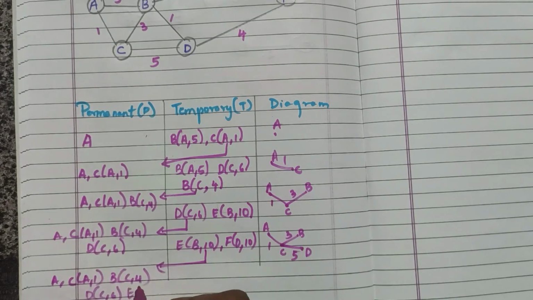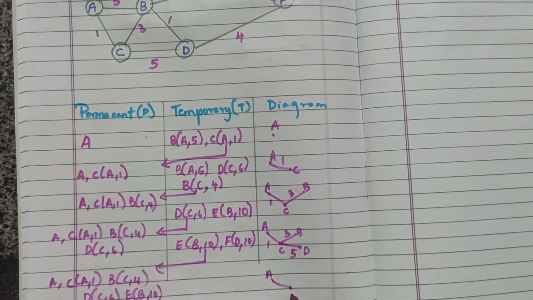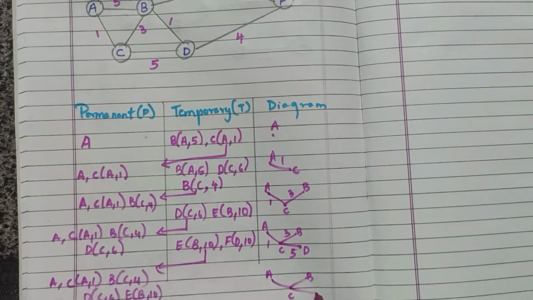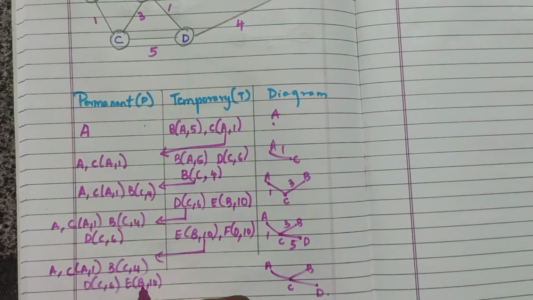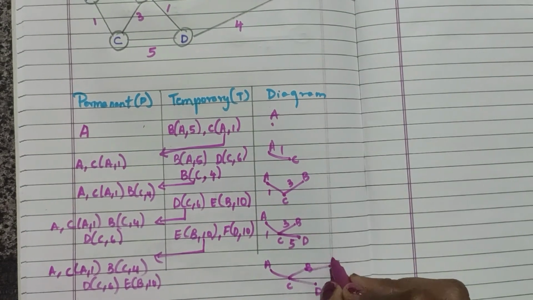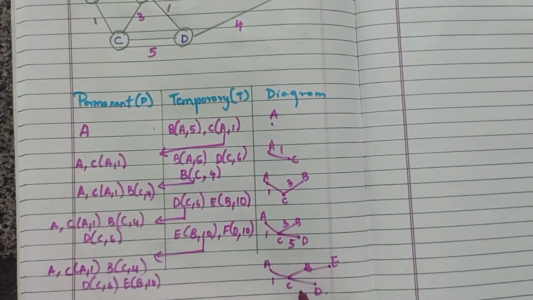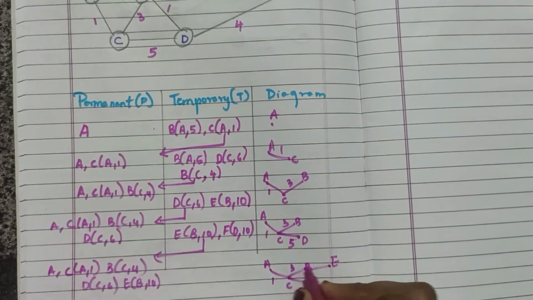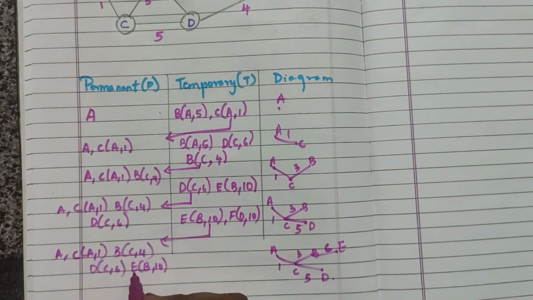With E of B comma 10. Now let's draw the diagram. From A to C, then B and then D. Now E, so from node B I have to extend it to E. You have to bring the same cost as it is in the diagram, this 6. And now E is added in the permanent table.